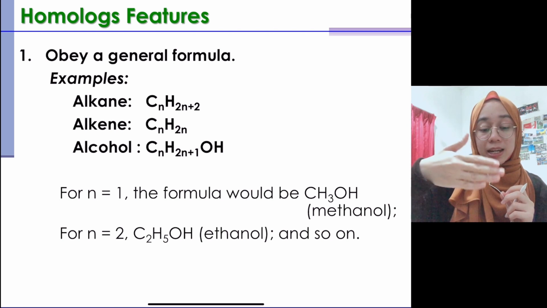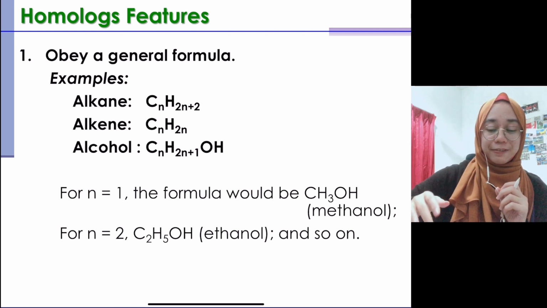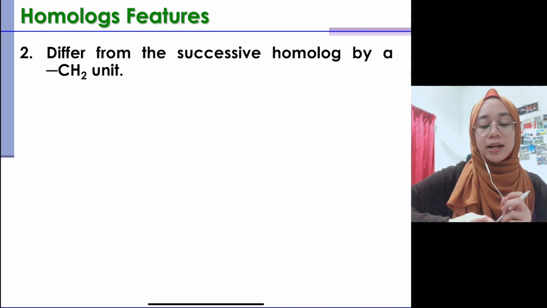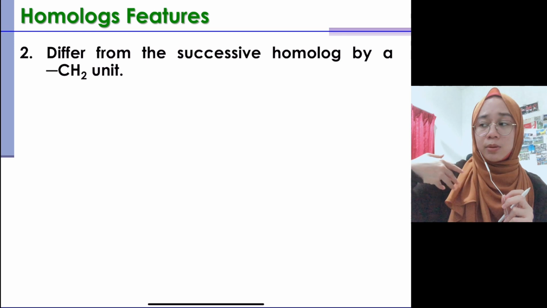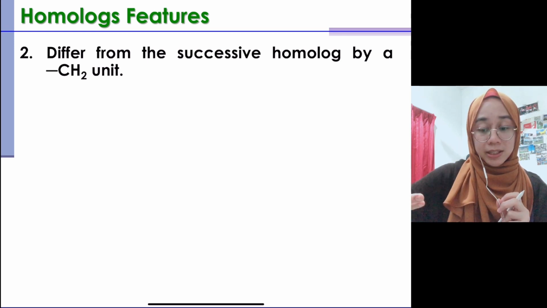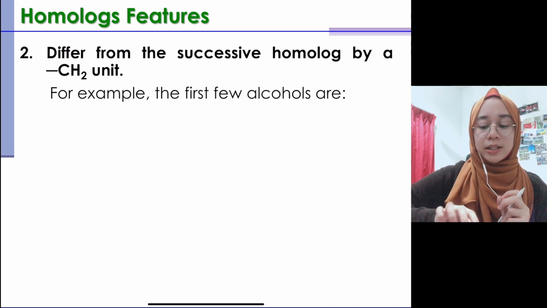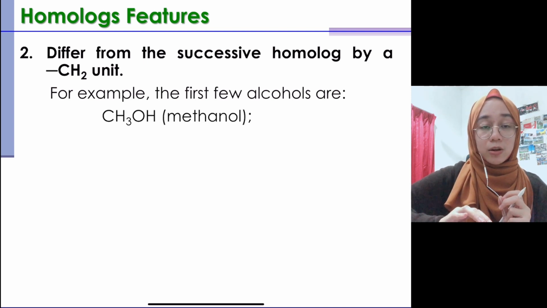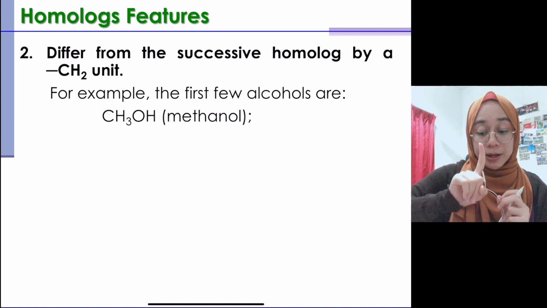Okay, so sebab dia kena obey, ada lagi 5 features dia. Okay, so the second one adalah they differ from the successive homolog by a CH2 unit. Successive ni bermaksud yang seterusnya selepas dia. For example, kalau kita ambil lagi alkohol dekat sini, macam methanol, CH3OH. Itu satu carbon kan? Yang ni carbon dia ada satu.